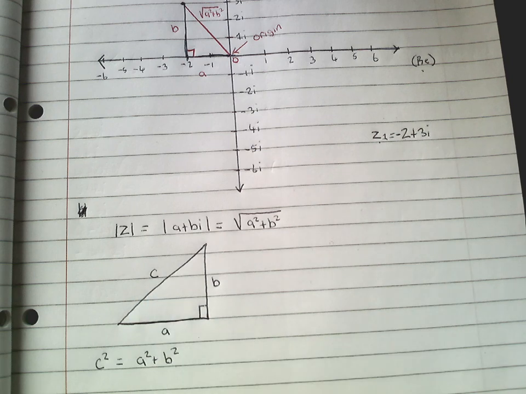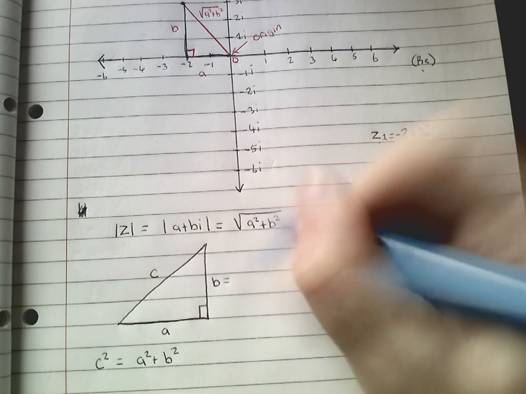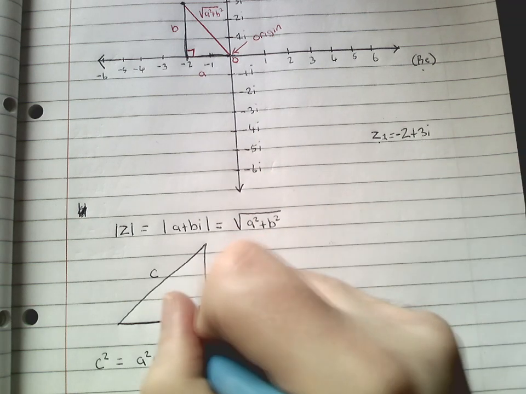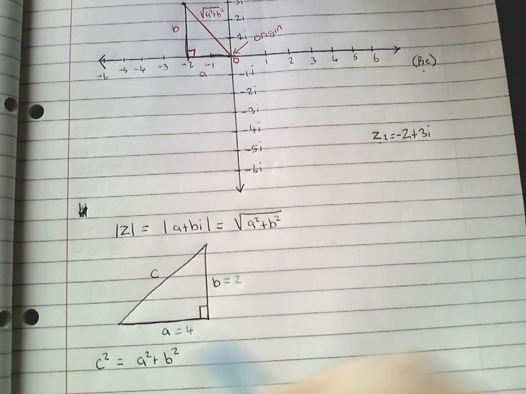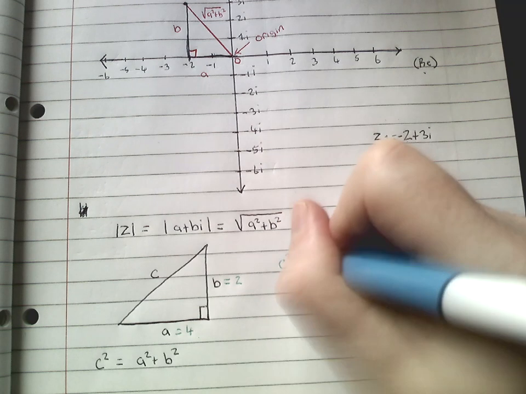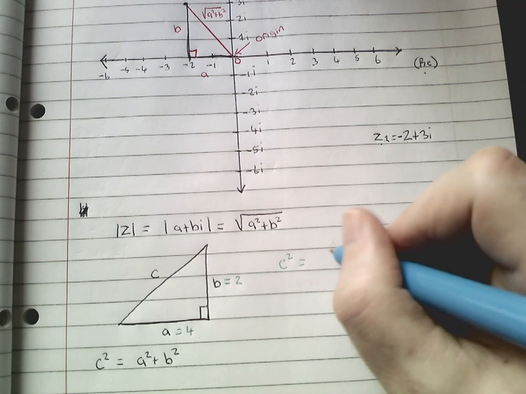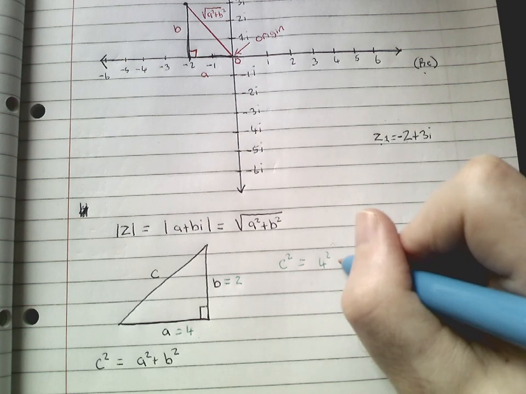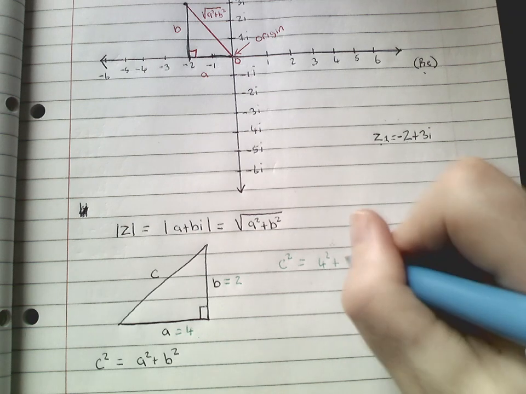So imagine we just work with some figures here. Let's say b is equal to 2 and a is equal to 4, and we want to find out what c is. We can use Pythagoras' Theorem. We know that c squared, or the distance from here to here, is going to be equal to a squared, which is 4 squared, plus b squared, which is 2 squared.